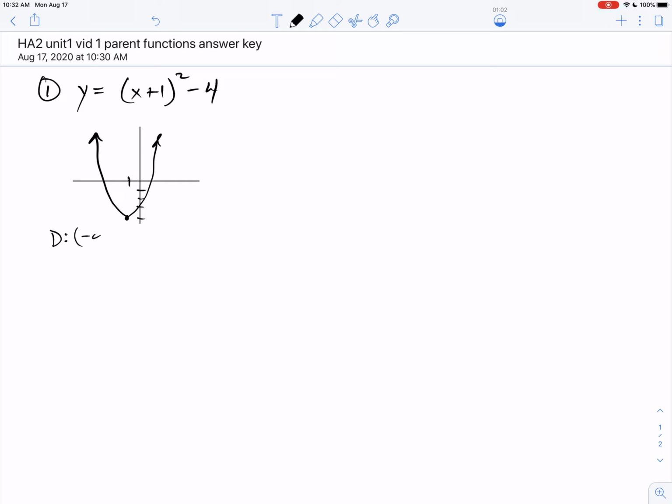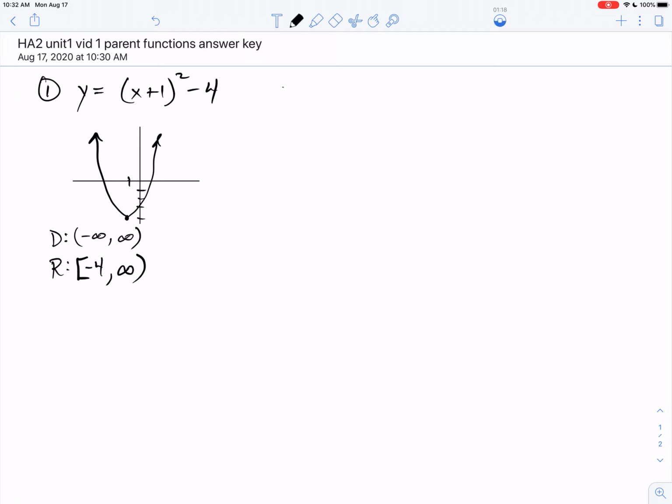Domain. It goes to the left forever. It goes to the right forever. Range. The lowest point on this graph is at -4, and then the graph goes upward forever. That's the answer to number 1.